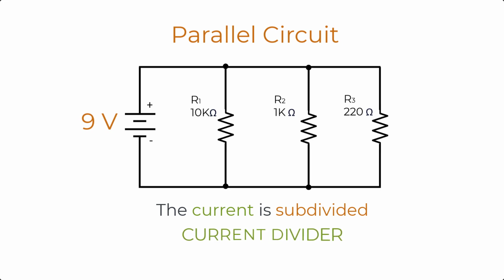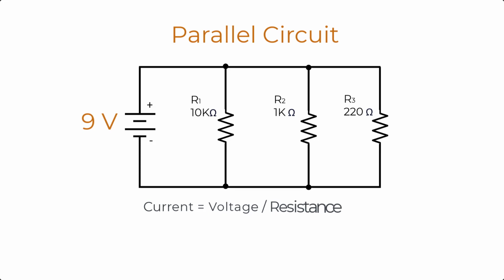So, if we want to know the total current of the entire circuit, we can compute it using the same formula. Current equals voltage divided by resistance. So 9 volts divided by 177.13 ohms equals 50.81 milliamperes. Also, to get the individual current that flows through each branch, we use the same formula. Current equals voltage divided by resistance.